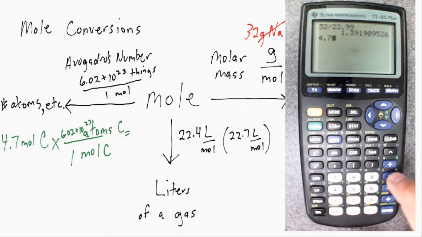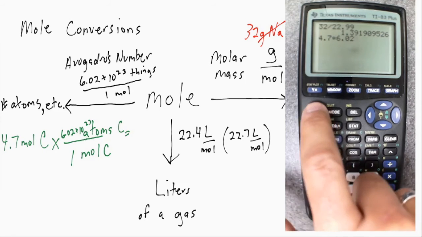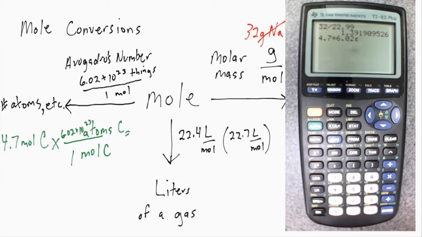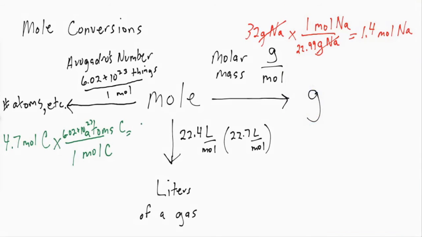4.7 times 6.02, second function, double E for times 10 to the 23rd power. Enter. I'm going to have two significant figures: 2.8 times 10 to the 24th equals 2.8 times 10 to the 24.